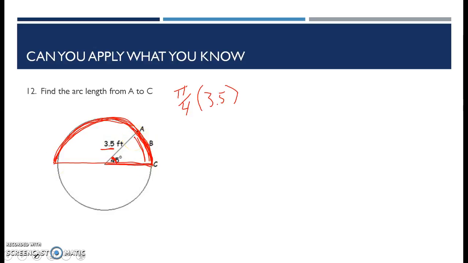And so if I take 3.5 times pi and then divide that by 4, that arc length is 2.7, close to 2.75. And that would be the length from A to C, 2.75 feet.